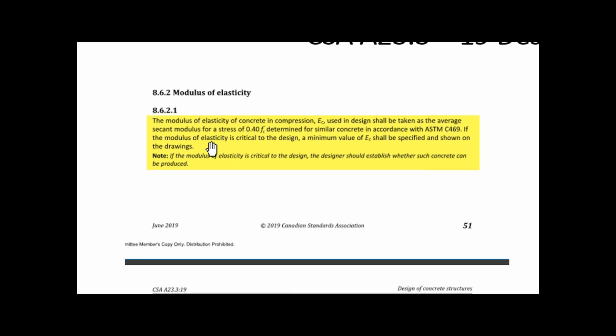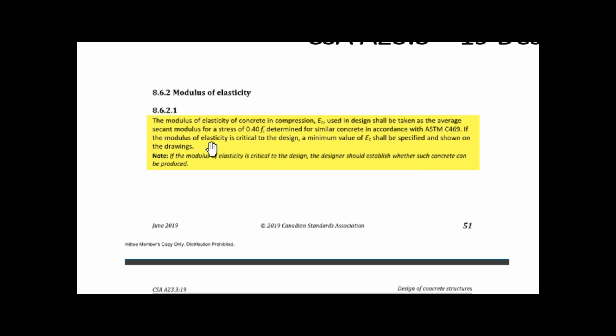Why the 0.4, in case you're wondering? If you remember the graph I showed earlier, that's the elastic region of the concrete. And so when you displace that, you can expect it to come back to its original place without any permanent deformation. And again, there's a note: if the modulus of elasticity is critical to the design, the designer shall establish whether such concrete can be produced. It's an important attribute to discover.